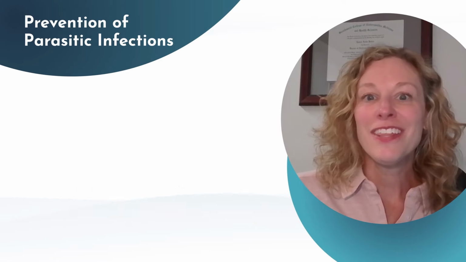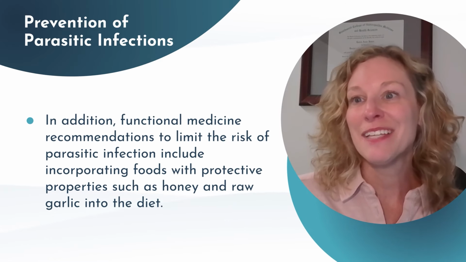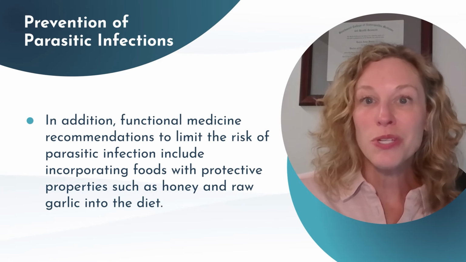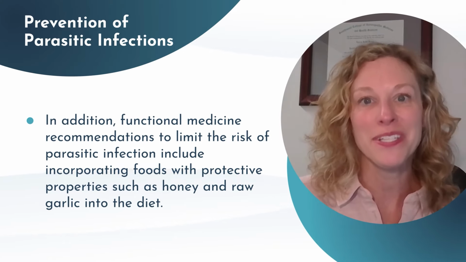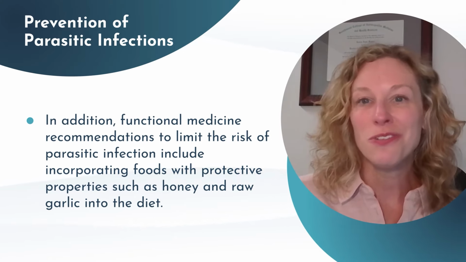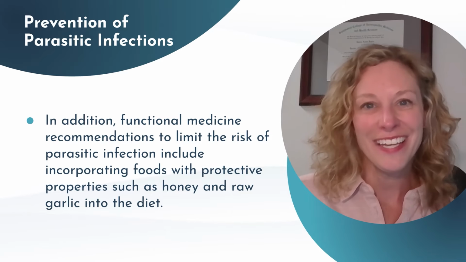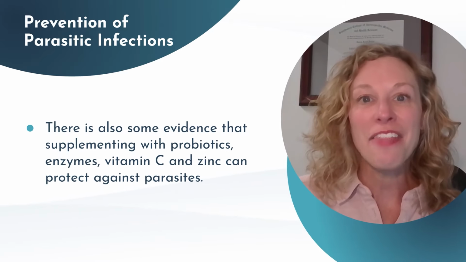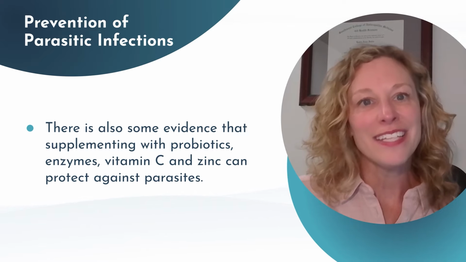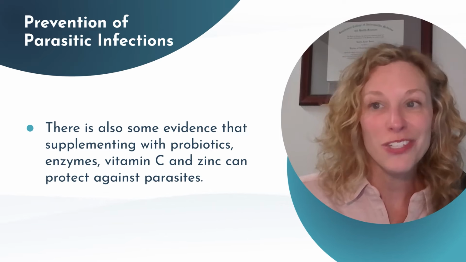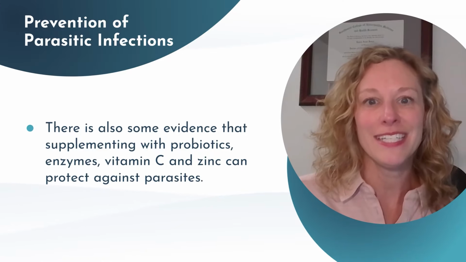In addition, the functional medicine recommendations to limit parasitic infection also include incorporating some foods that have been well studied for their anti-parasitic properties. Those include raw garlic and raw honey. In addition, there's some evidence now that adding zinc and vitamin C, probiotics, and digestive enzymes also can reduce the risk of parasitic disease.